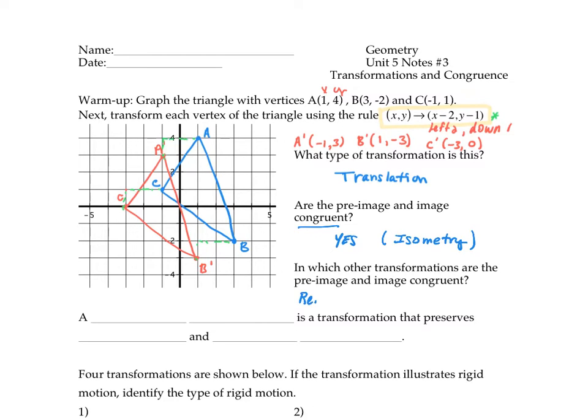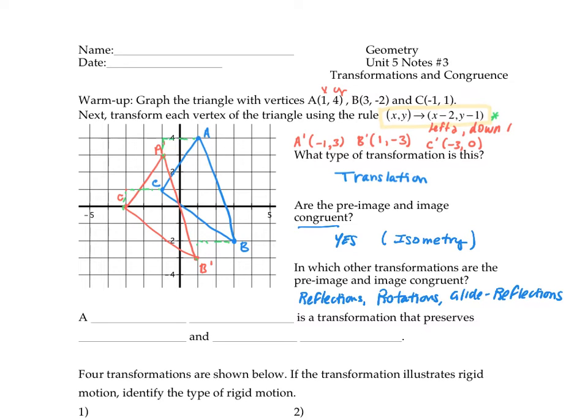Well, in reflections, rotations, and glide reflections, the pre-image and image are congruent. So remember, the only one that we have studied that is a transformation where it's not an isometry is a dilation. Okay. All right.